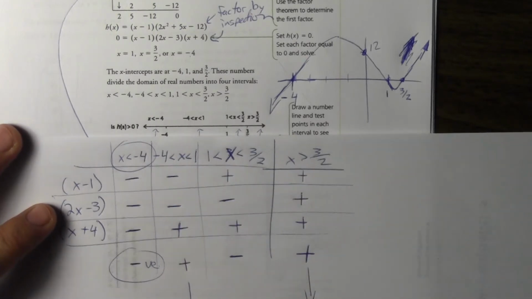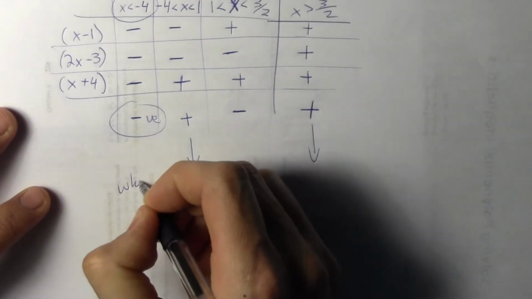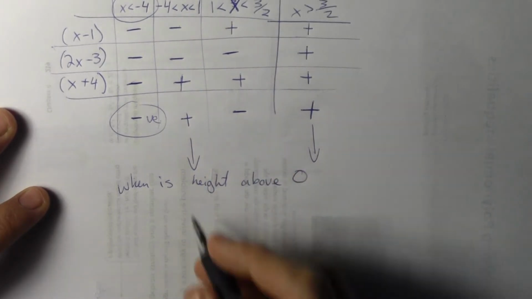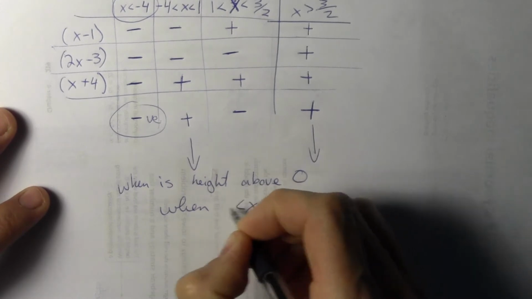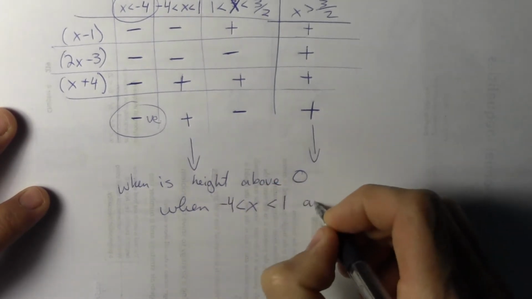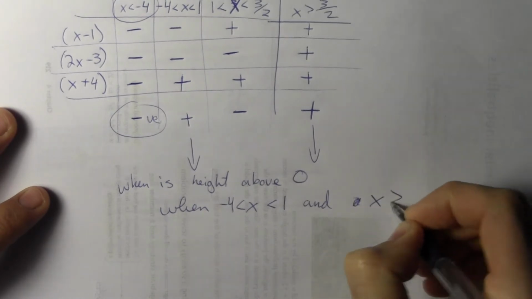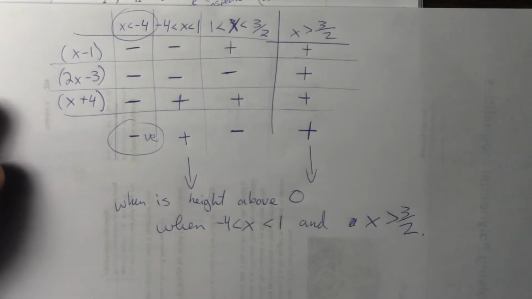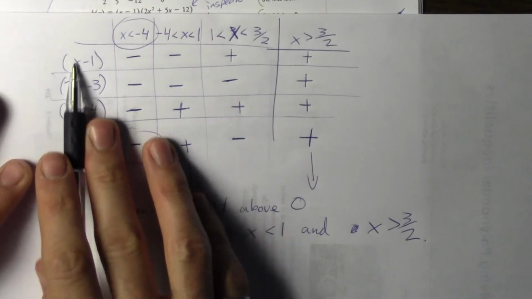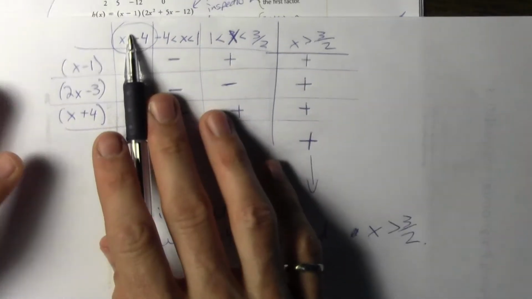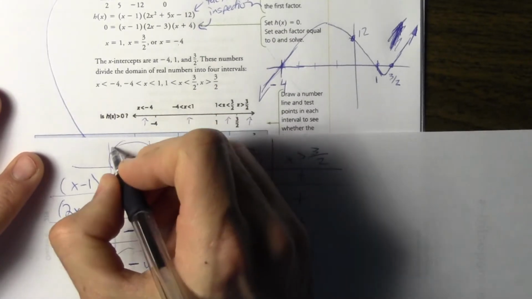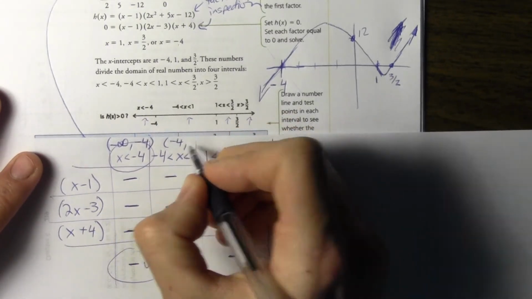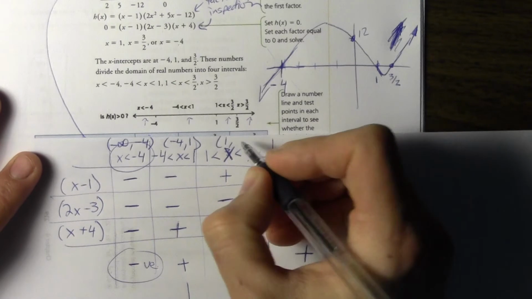Okay, so the answer to the question, when is height above 0? When x is greater than negative 4 but less than 1, and x is greater than 3 over 2. Any questions? So you put the factors on the left, you put the intervals at the top, and you could have written these intervals in set notation as well, right? We could have written negative infinity, negative 4, and some people prefer this. I actually prefer this. It's kind of a little bit quicker.